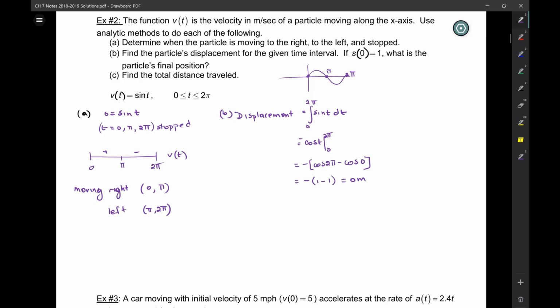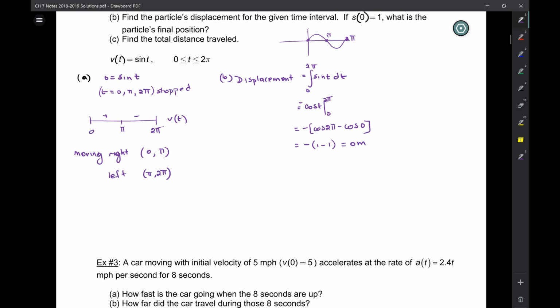So that means this particle never moved? No, it finished where it started. Why does that make sense? Because it's oscillating. It's moving to the right the same amount of time as it's moving to the left, and this is constant velocity. So it moved to the right, then it stopped, and then it moved to the left the same amount. Look at how cool this is. You guys aren't as excited. I don't know why. All right, so that's the displacement.